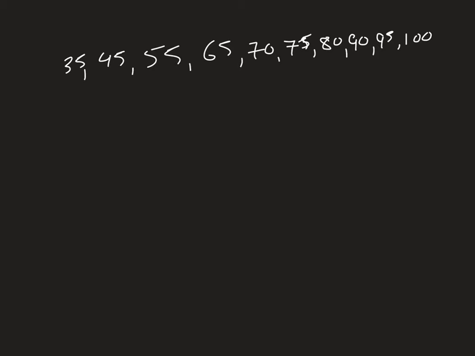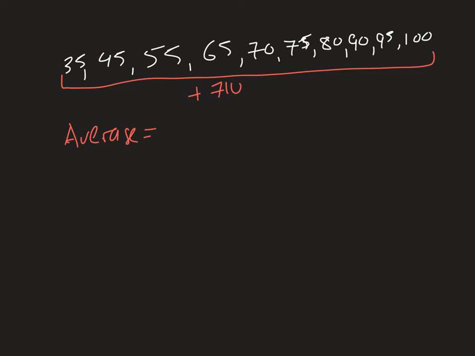You add up all of these numbers, and if you do that, you get 710, and then you divide by the number of test scores. In this case, there's conveniently 10 of them. So our average is going to equal 710 divided by 10, which is 71. Now that means that, on average, this class scored a 71.